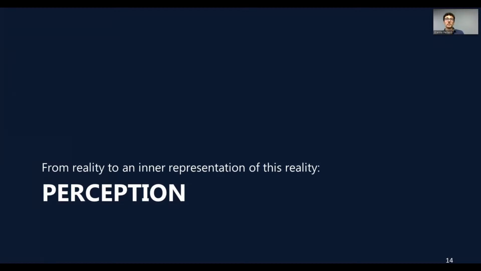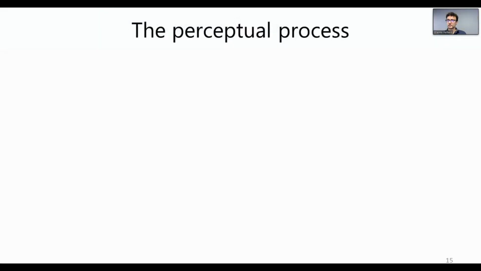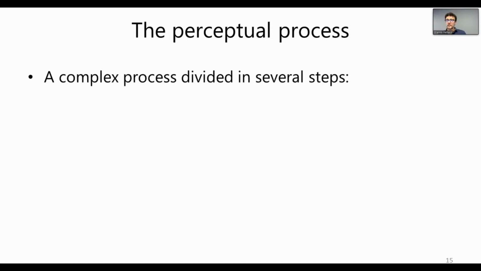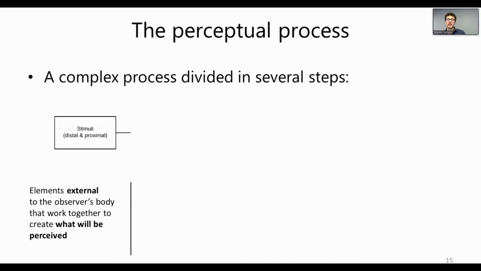But first of all, what is perception? Perception is the process that transforms reality into an inner representation of this reality. This process, the perceptual process, is very complex, and I will just here present a simplified version of it. This process can be divided in several steps. First, the stimuli. The stimuli are all the elements external to the observer's body that will create what will be perceived.